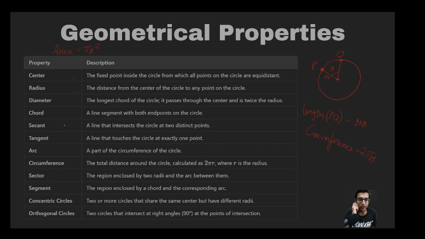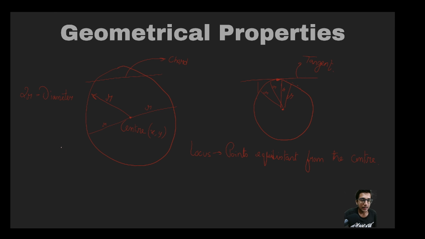Apart from that, a secant is a line that intersects the circle at two distinct points. It is nothing but the same as a chord. Tangent, arc, circumference, again, sector is the region enclosed between two radii and an arc between them, segment. Concentric circles, this is an important thing you need to note. Let's say this is a circle and there is a center given. Now there is another circle whose center is again the same center that we had for the first circle. However, the radius is different. This is, let's say, R1, this is, let's say, R2. Then these two circles are termed as concentric circles.